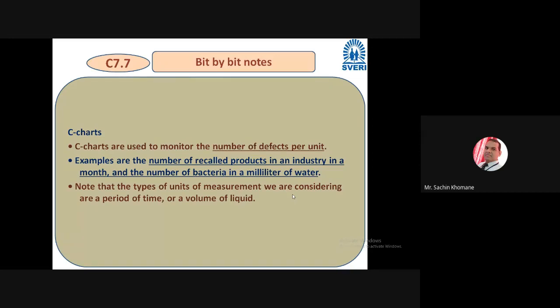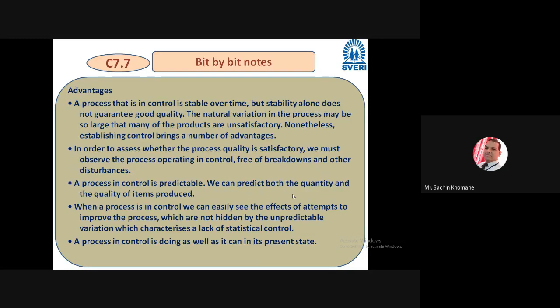It is used if you want to monitor the number of defects per unit, for example, the number of recalled products in an industry per month, how many components, how many products are recalled in your industry. So if you want to find that out, then the C chart is an appropriate tool. Okay, now what are the advantages?